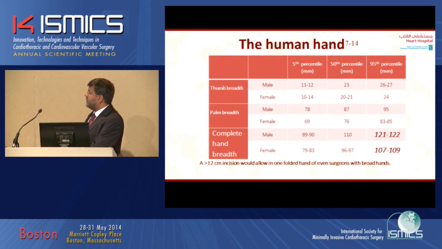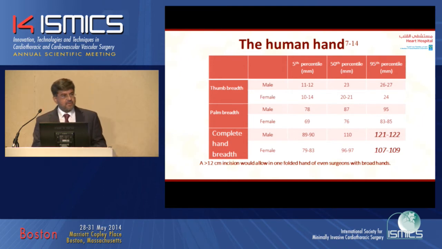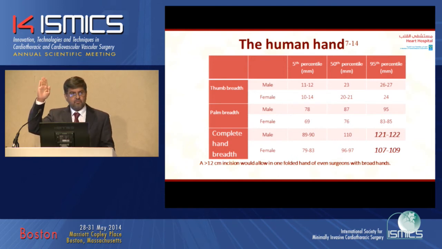Now, if you look at this column, for the largest, complete hand, the thumb's breadth is this, and the palm's breadth, about 12 centimeters, is the largest. If you look at the smallest, you will say, okay, 7 plus 14, it's about 8.5 centimeters, is the female hand. Now, these are flat hands, not folded hands.